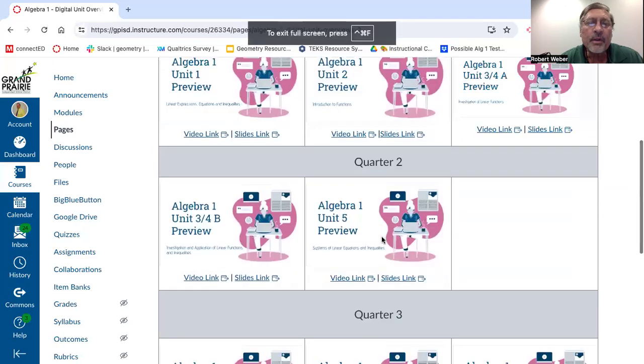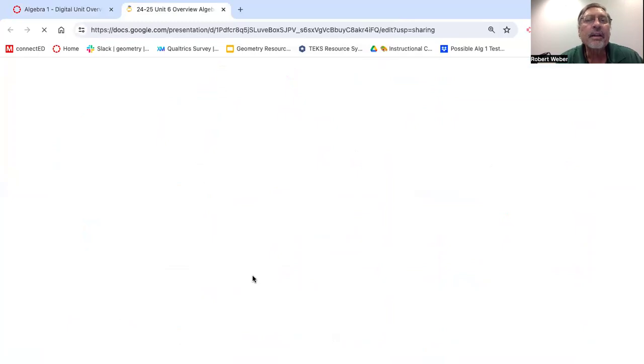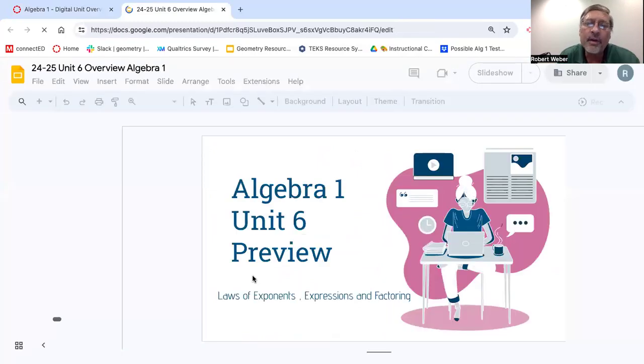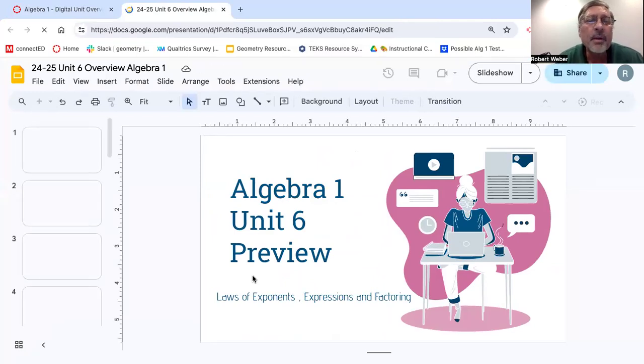Hopefully, again, your familiarity here is really strong. And hit the slides link for Unit 6. Unit 6 is laws of exponents, expressions, and factoring. Looks a little funky to me with the printing down there, but maybe that will take a little adjustment.